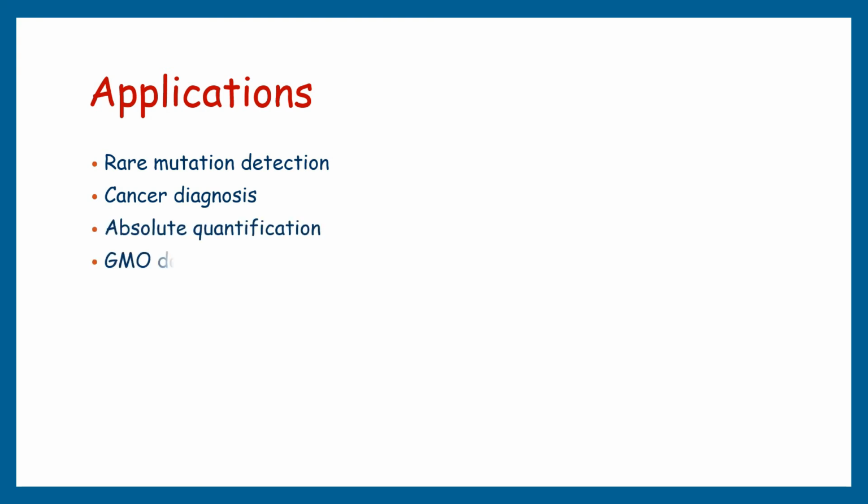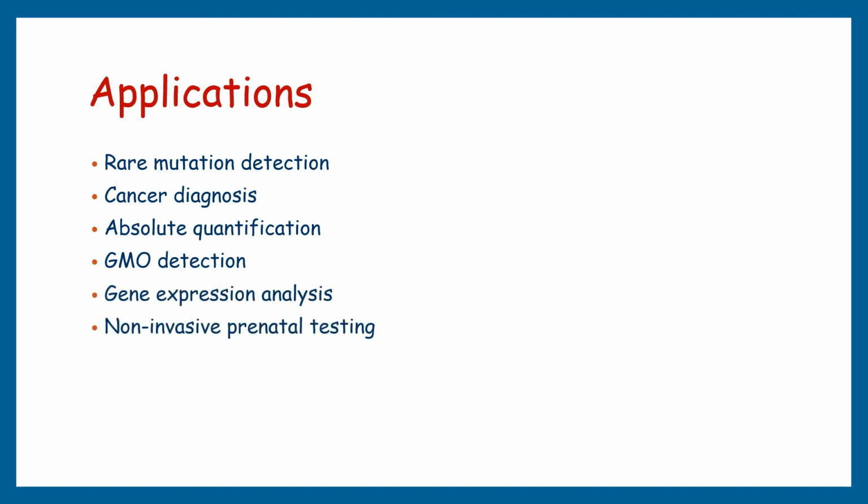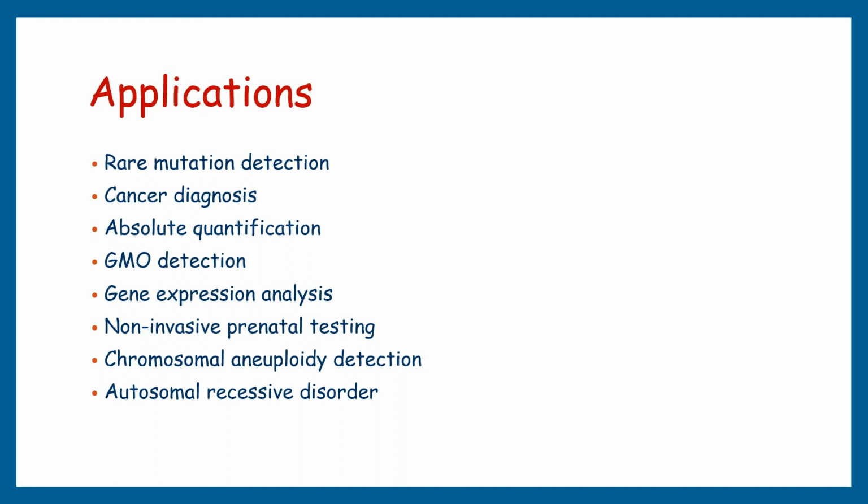Here are some of the applications of digital PCR. For rare mutation detection, digital PCR is very useful, as we know that digital PCR can identify alleles having allelic frequency less than 0.1%. So it is ultimately useful in cancer diagnosis. It is also very useful in absolute quantification, GMO detection, gene expression analysis, and non-invasive prenatal testing like chromosomal aneuploidy detection and autosomal recessive disorders. It is also very useful in quantification of next generation sequencing libraries.